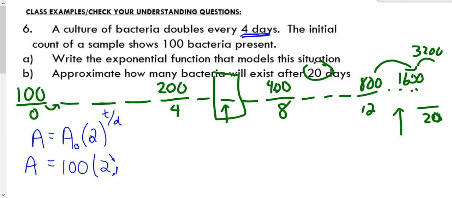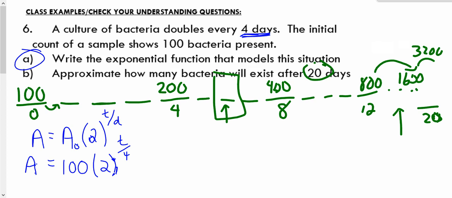So this 4 days is my D. Okay, I'm going to put 4 in here. And proportionally, for every 1 day, how many doubling periods have passed? So I can put T over 4, and that's basically my exponential function that models the situation. So that's my answer to part A. Okay, that's my formula that models a situation where T is the total number of days.